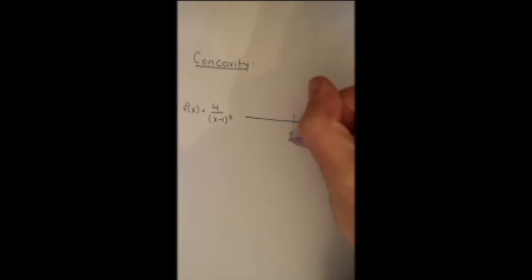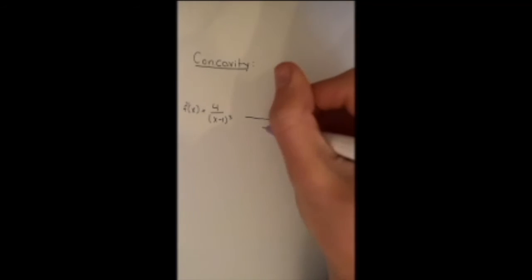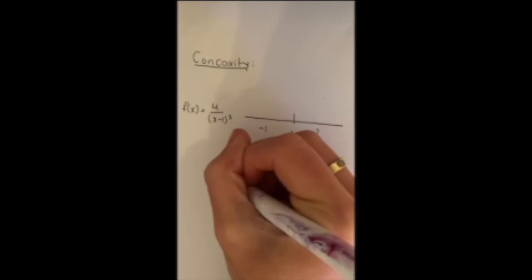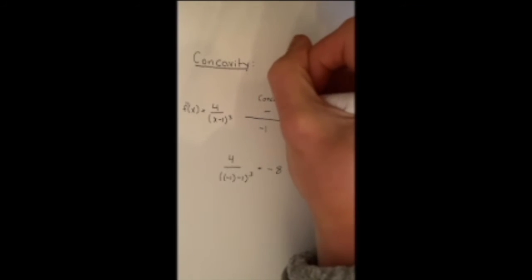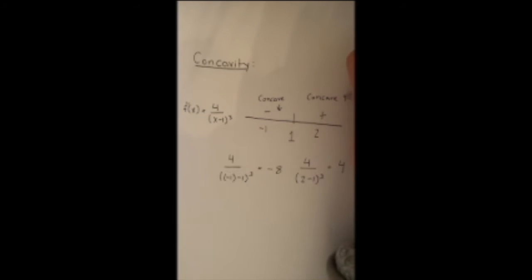Now we can find the concavity. Although there are no inflection points, we can use the vertical asymptote at 1 because the concavity often changes when there's a vertical asymptote. So we can try the numbers 2 and negative 1. When we plug in negative 1, we will get negative 8. And when we plug in 2, we will get 4. This means it is concave down from negative infinity to 1 and concave up from 1 to infinity.